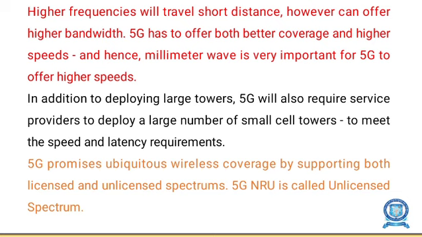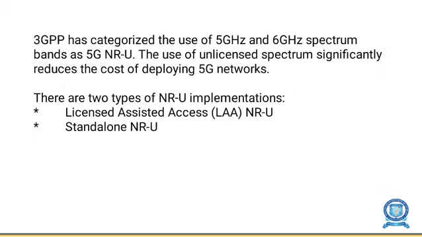In addition, instead of deploying large towers, 5G will require service providers to deploy a large number of small towers to meet the speed and latency requirements. 5G coverage is extended by supporting both licensed and unlicensed spectrum. 5G NR-U is called unlicensed spectrum. 3GPP has categorized the use of 5G spectrum bands. The use of unlicensed spectrum significantly reduces the cost of deploying a 5G network.